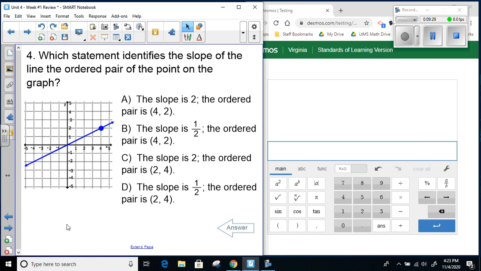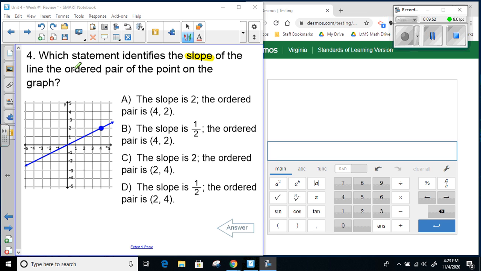Question number 4 says, which statement identifies the slope of the line and the ordered pair of the point on the graph? So it wants us to match up two things. It wants us to find the slope, which is our rise over run, so like the steepness of our line, how far up and how far over we go every time to get to different points on the line.